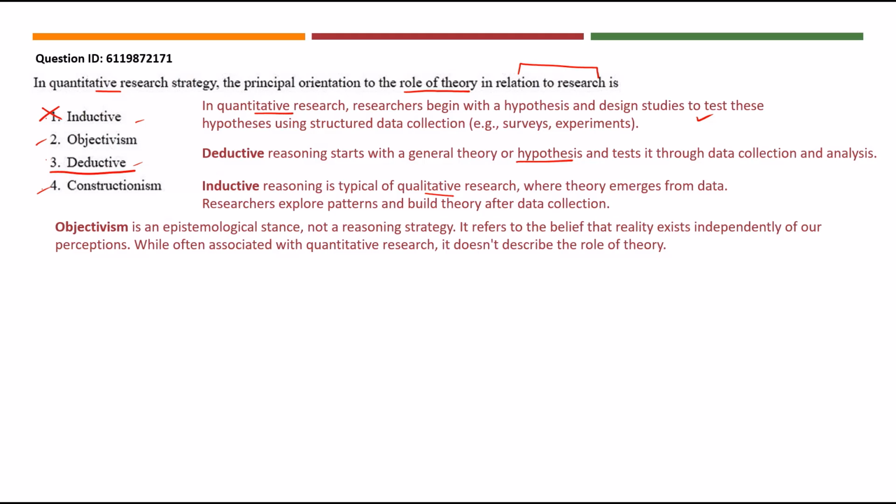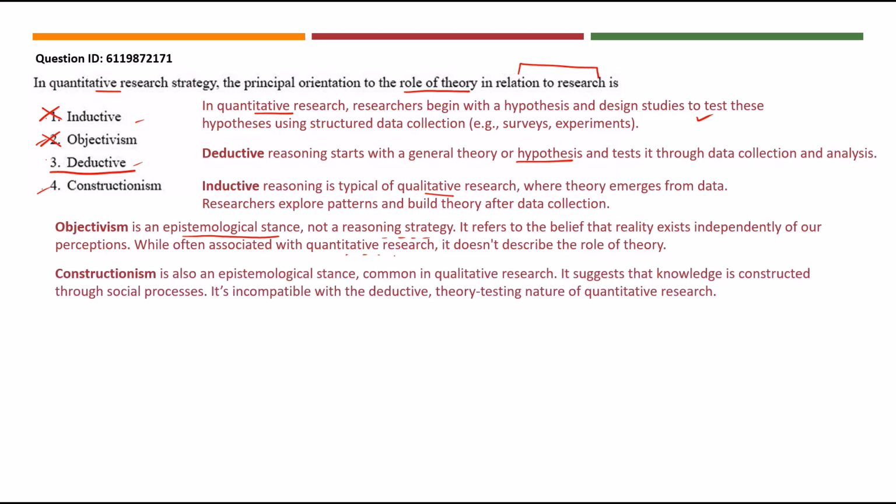Objectivism is an epistemological stance, not a reasoning strategy. So it's not a part of the option because it is not a reasoning strategy they have told. It refers to the belief that reality exists independently of our perceptions. While often associated with quantitative research, it does not describe the role of theory is what they say. So what is this epistemological stance? I'll tell you about that later, but as of now we can rule out option 2.